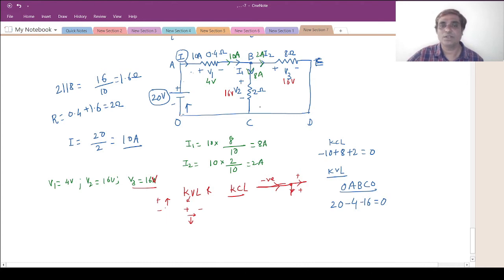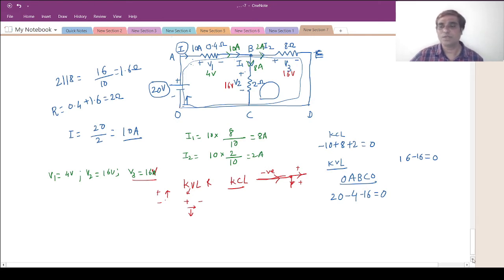Even if I take another loop, let me start from C to B. C to B is a 16 volt rise, because as we have decided, going from negative to positive there will be a rise, and from positive to negative there will be a drop. And from B to E, there is a drop of minus 16 volt, and this is a simple wire, so the voltage will be 0, so it is again 0. If you take the loop O, A like this as well, it will satisfy KVL. Let us check it. From here 20, this will be minus 4 and this will be minus 16, so this will also be equal to 0.